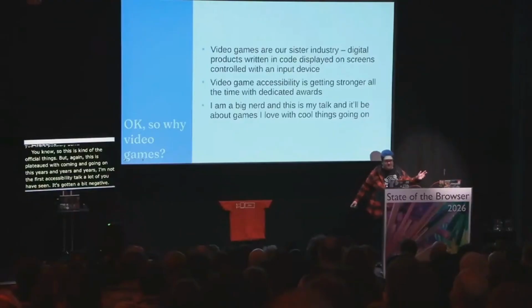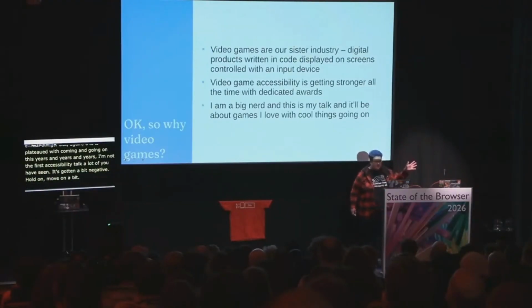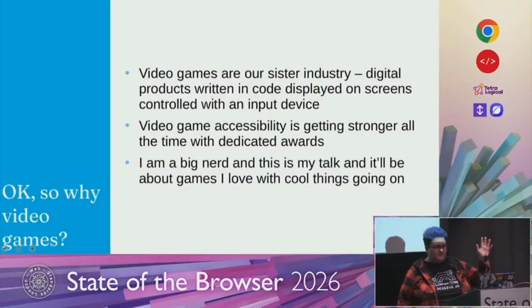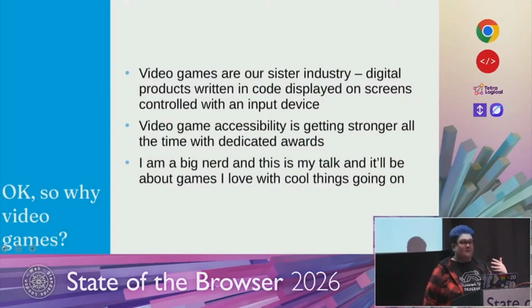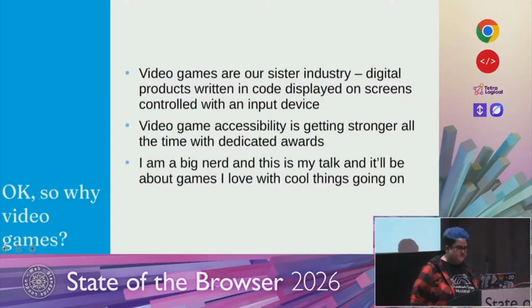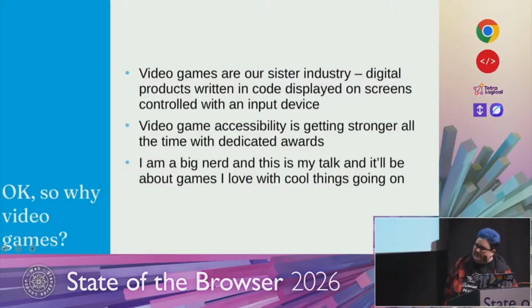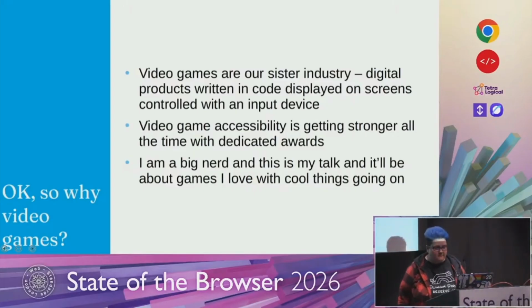Why video games? So video games are our sister industry. They're very close to us. They write stuff in code. We write stuff in code, displayed on a screen with an input device. A lot of games accessibility comes from web accessibility. Video game accessibility is getting stronger all the time. There's awards and loads of cool stuff. Also, I'm a big nerd. This is my talk, and I'm going to talk about things I really love, which are things.